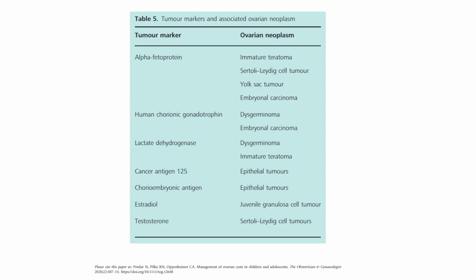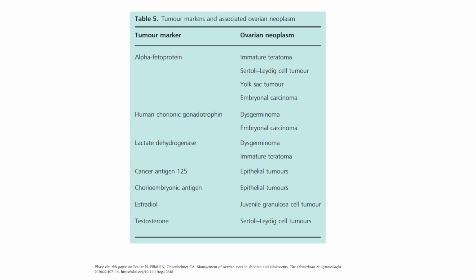Tumor markers and associated ovarian neoplasms. So if alpha-fetoprotein is raised, that's associated with immature teratomas, Sertoli-Leydig cell tumors, yolk sac tumors, and embryonal carcinomas. Human chorionic gonadotrophin: dysgerminoma, embryonal carcinoma. Lactate dehydrogenase: dysgerminoma, immature teratoma.